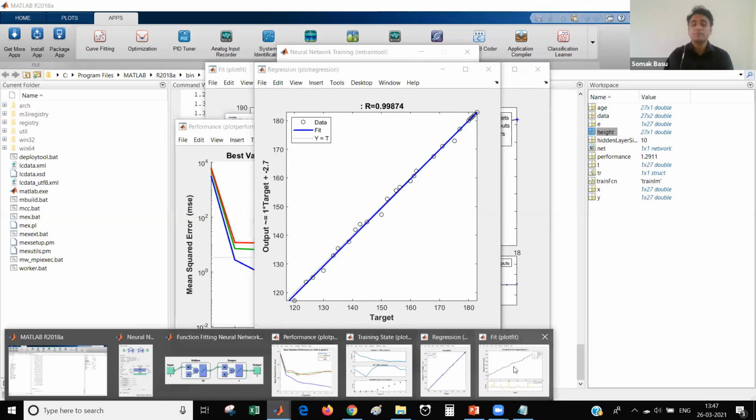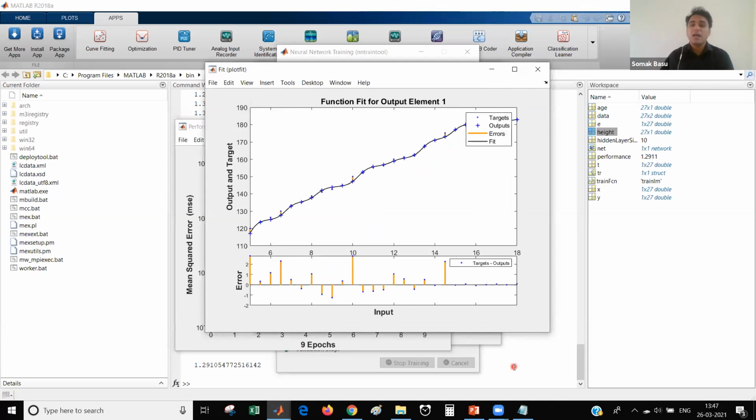And finally, this is the last graph. So you see the dots are the targets and the crosses are the outputs. The targets mean the actual outputs, actual heights, and the outputs mean the predicted values. So you can see the predicted and the actual values are very close and the errors are very less. That is why you're getting a regression value of 0.998.